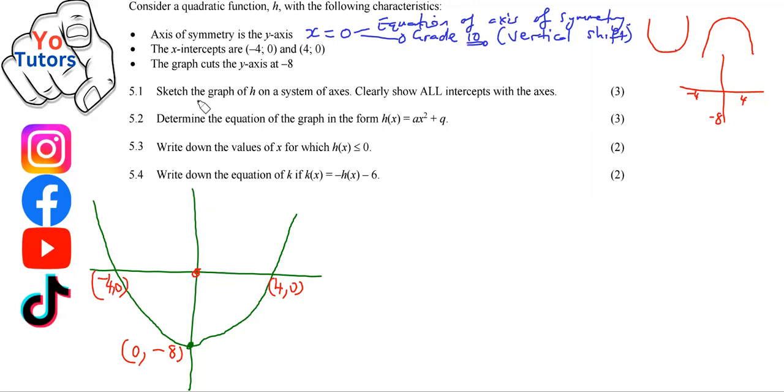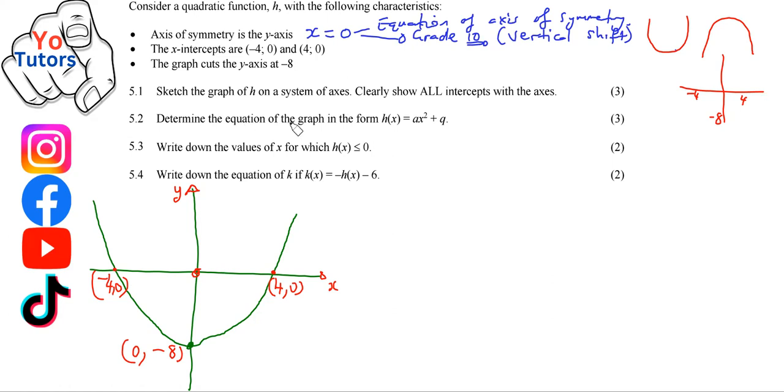So here we're asked to sketch the graph of h on a system of axes, clearly showing all intercepts with the axes. So we have shown the x-axis and also the y-axis. So here we also need to label that that's our y, that's our x. Okay, so in this case, you get all your marks.